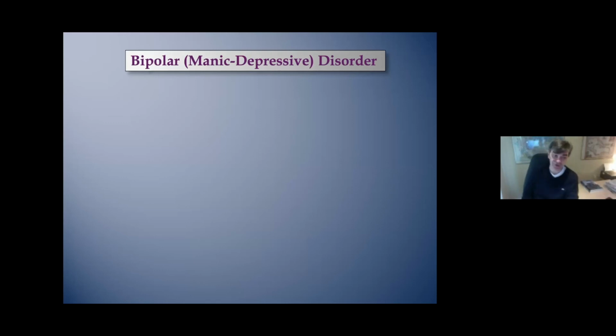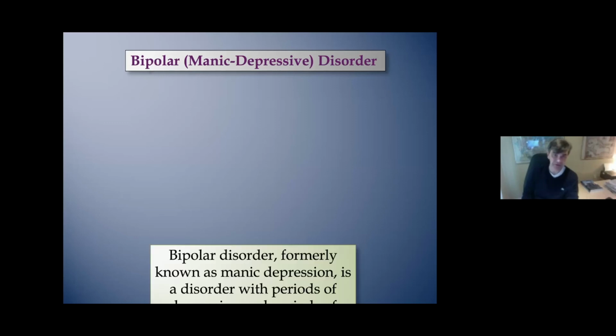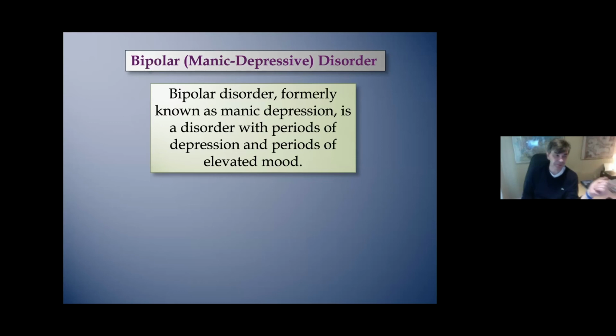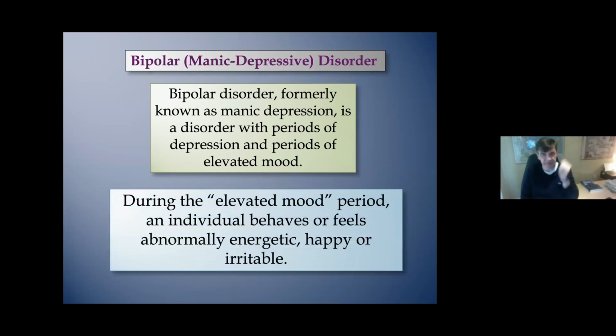Bipolar is really rare, a fraction of a percent, but a devastating issue. Bipolar disorder used to be called manic depression or manic depressive. It's a disorder with periods of depression, so major depressive episodes, and then manic episodes. So it's sort of like zigzags, ups and downs in the symptoms.